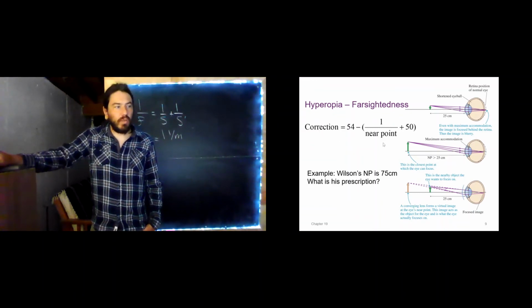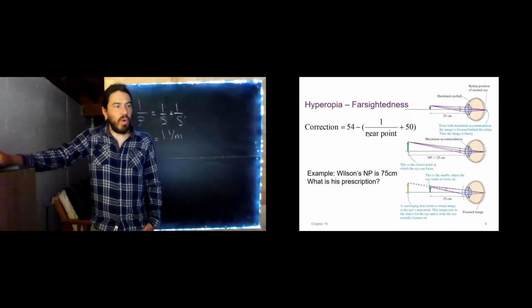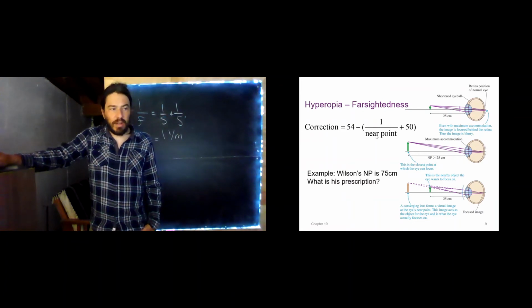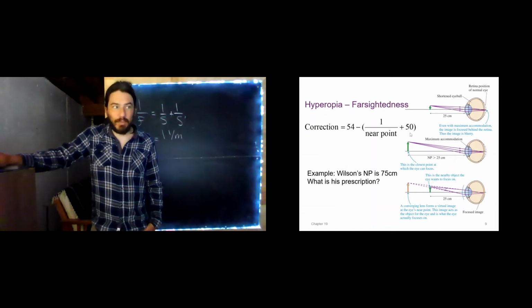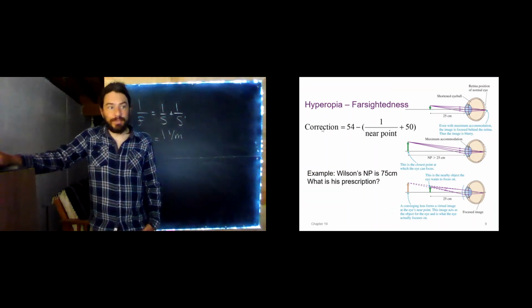So, what do we do? Well, recall that when we are focusing on things that are very close, we have a power of about 54 diopters. And so we want to get to 54 diopters. That's what we want to do with our correction. And so we can do that by simply adding some corrective power plus the normal power of our relaxed eyeball. And so using this formula here, we can calculate a prescription.